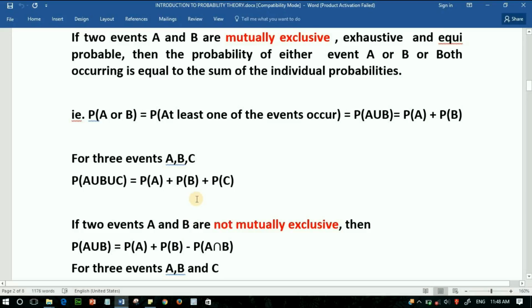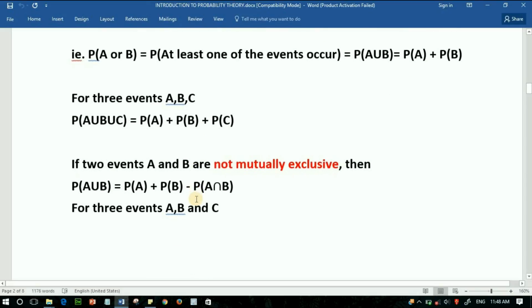If A and B are mutually exclusive, the happening of any one of them prevents the happening of all others. For example, in the case of throwing a die, the occurrence of an even number and the occurrence of an odd number are mutually exclusive. Another example, in the case of tossing a coin, getting a head and getting a tail are mutually exclusive. So if two events are not mutually exclusive, then probability of A union B is equal to P of A plus P of B minus probability of A intersection B.